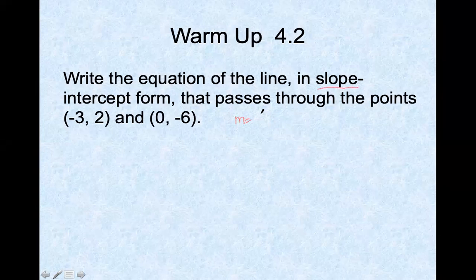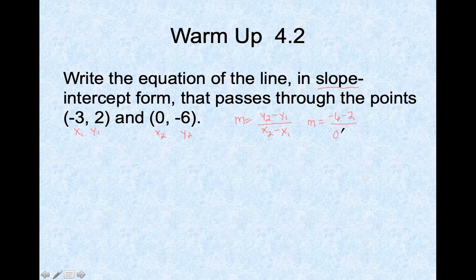So to figure out the slope, I'm going to use the slope formula. Remember that is y sub 2 minus y sub 1 over x sub 2 minus x sub 1. And so I'm going to call this my first x and my first y, and this is my second x and my second y. So when I put that into the slope formula, I am going to get -6 minus 2 over 0 minus a -3. -6 minus 2 is -8. And 0 minus a -3 is the same thing as 0 plus 3, or just 3.